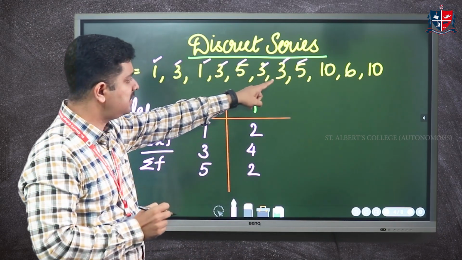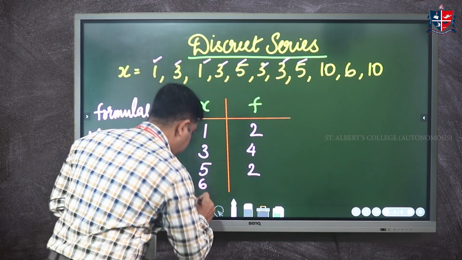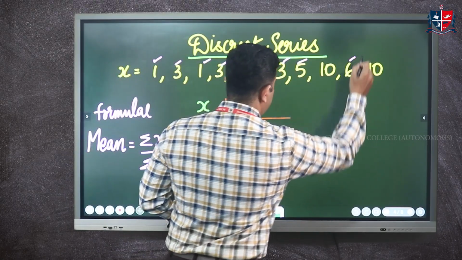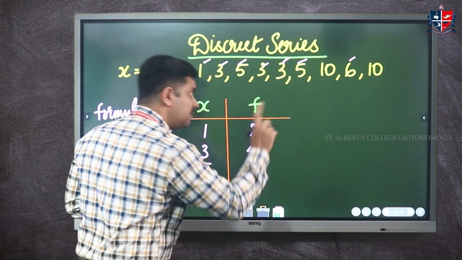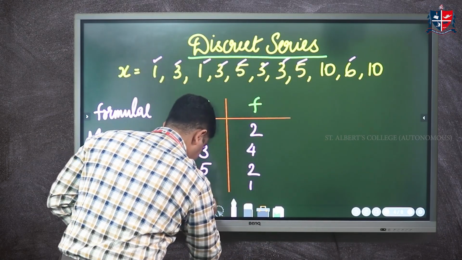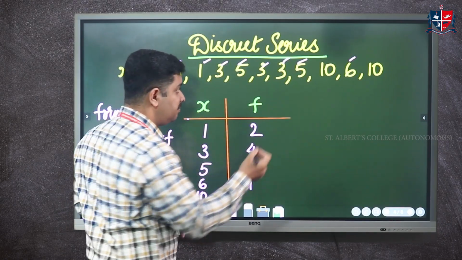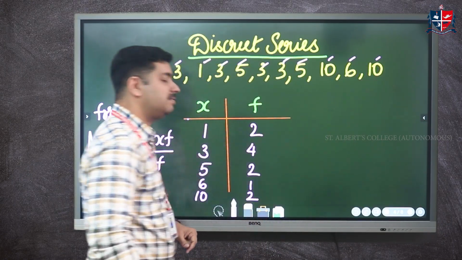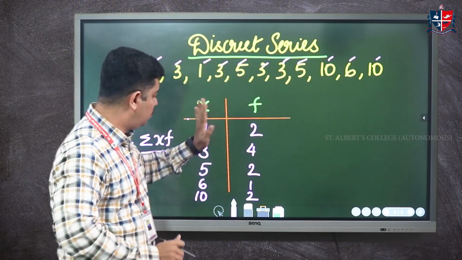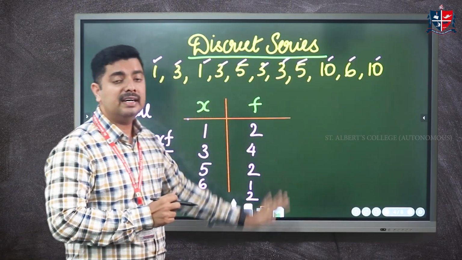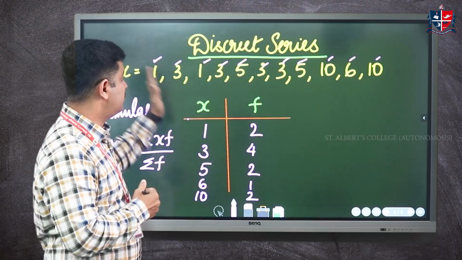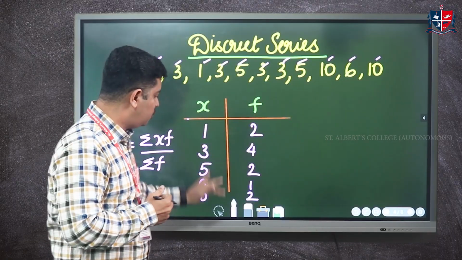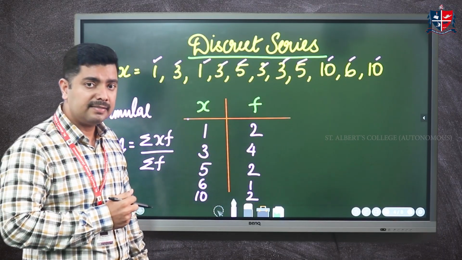And the next number is 6. How many times is 6 repeated? Only once. And the last number that is given is 10. How many times is 10 repeated? It is repeated 2 times. Now this is how you make a discrete series. From the given individual series, you make a discrete series.